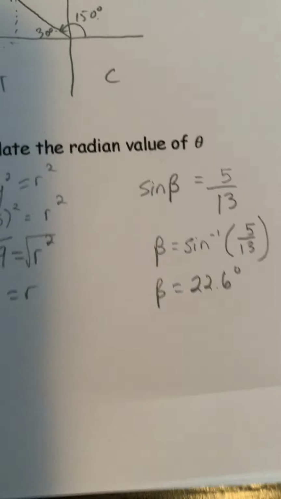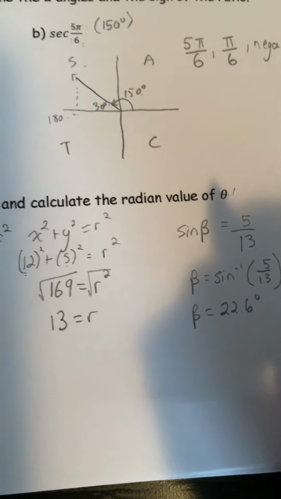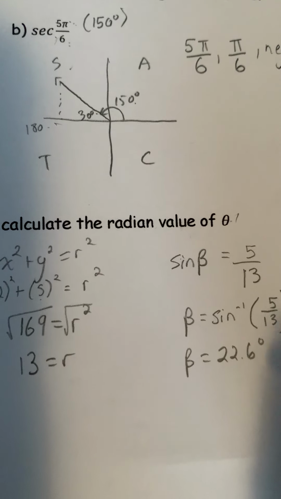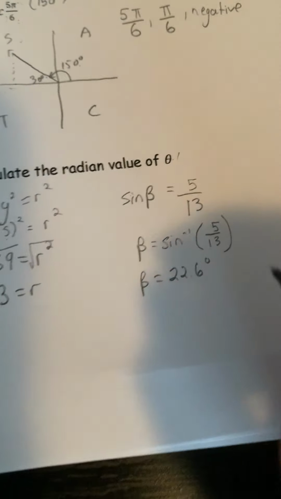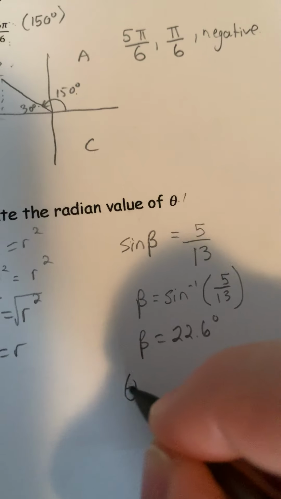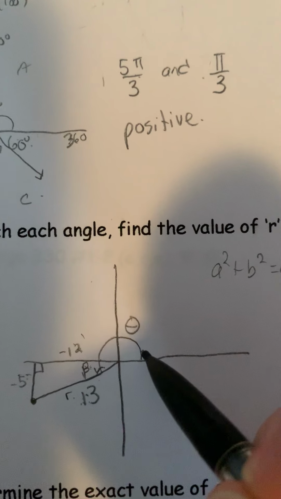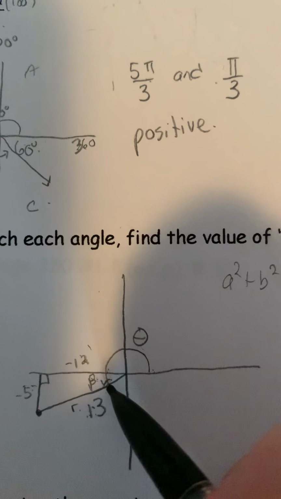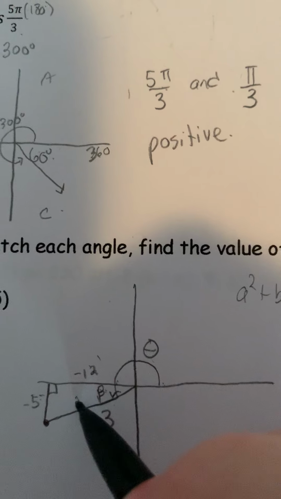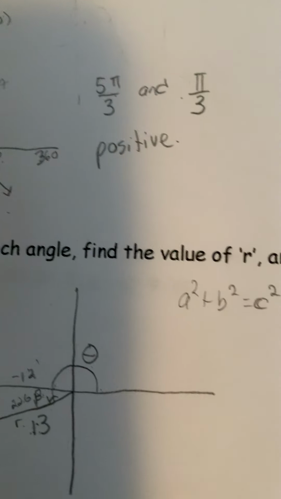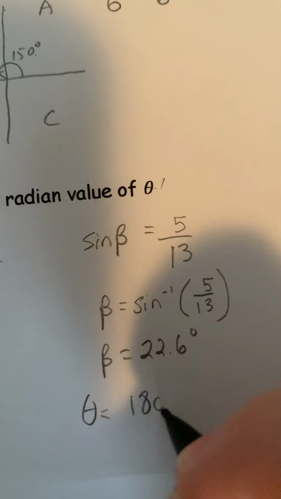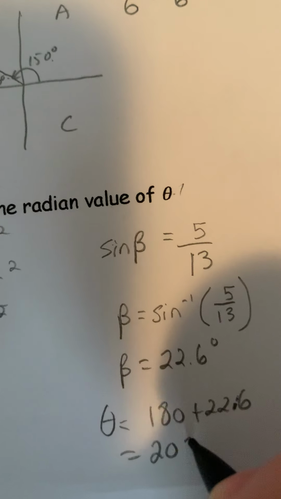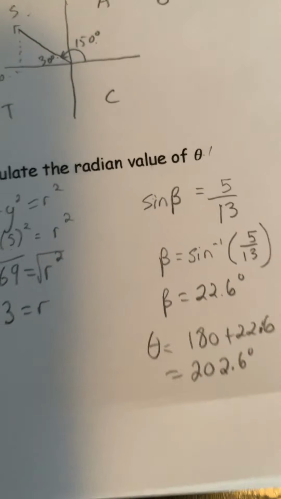But that's beta. What the question wants is our theta. So theta, which is our principal angle, goes from 0 all the way to 180, and now we're going to add the 22.6 which we just determined. So 180 plus 22.6 gives you 202.6 degrees.